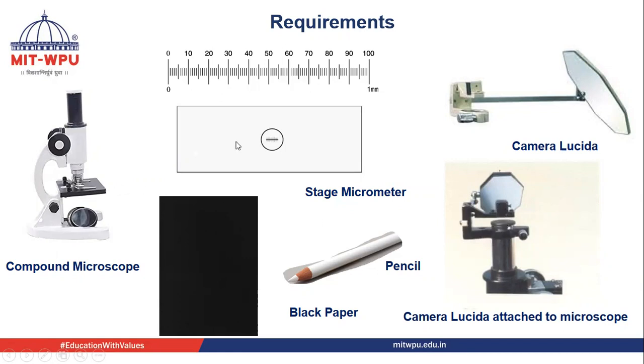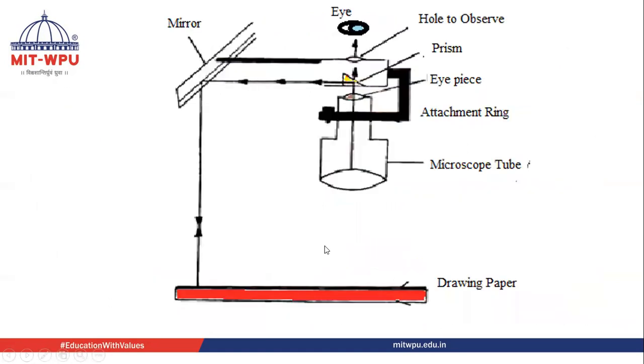And we need to keep the stage micrometer. The stage micrometer has a scale of 1 millimeter, so we need to place it here on the stage. Here we can see the stage micrometer, a circle and scale in this circle, black paper and pencil.